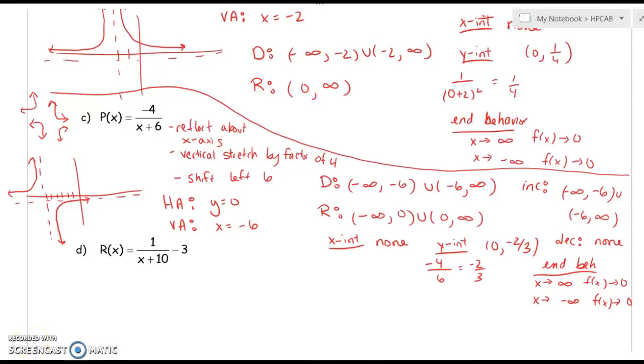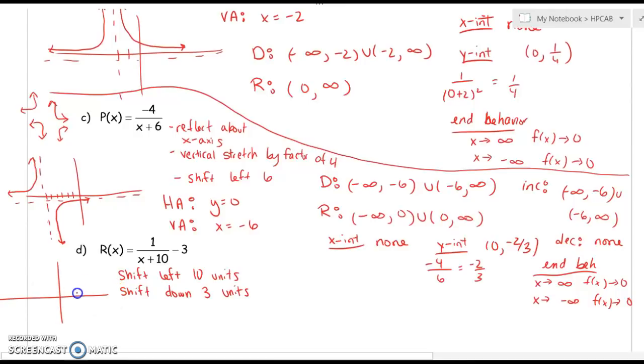Okay, so part 2. Here we go. With part D here, we've got to deal with the transformation. All right, so the plus 10 means that we are going to be shifting it to the left 10 units. And the minus 3, that means we're going to be shifting it down 3 units. So our asymptote is going to be shifting to the left 10.